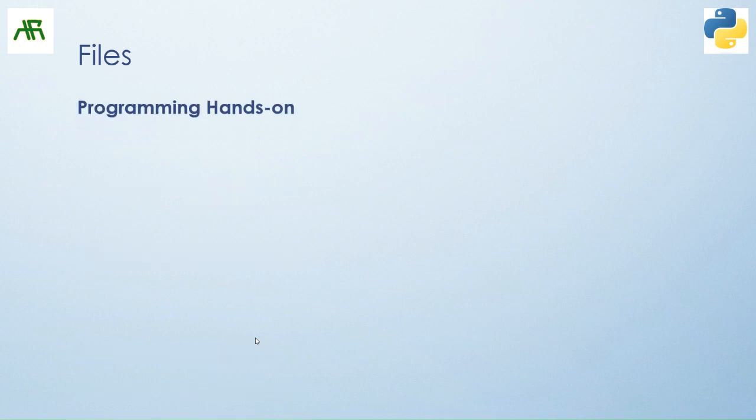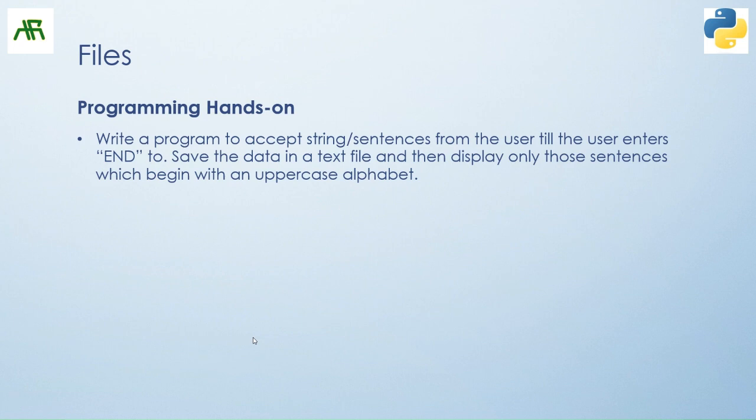Now let's look at some sample programs that you can try out. Please do try and see how things come out. Write a program to accept strings or sentences from the user till the user enters end. Save the data to a text file, then display only those sentences which begin with an uppercase alphabet.